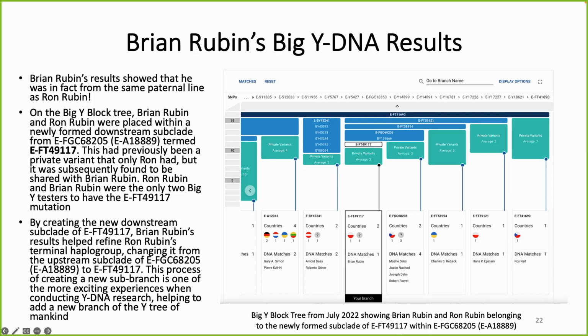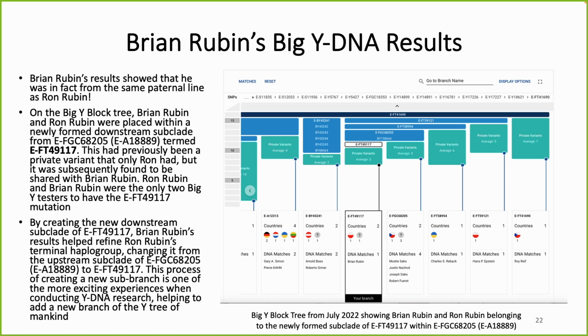This is an important mutation to know of. Beforehand, this mutation was what we call a private variant. It was a mutation that only Ron Rubin had. No other Y-DNA tester in the world had this mutation, so we called it a private variant. When Brian took the test, he also had that mutation. He's the only other Y-DNA tester in the whole world who's taken a big Y-DNA test who also has FT49117.